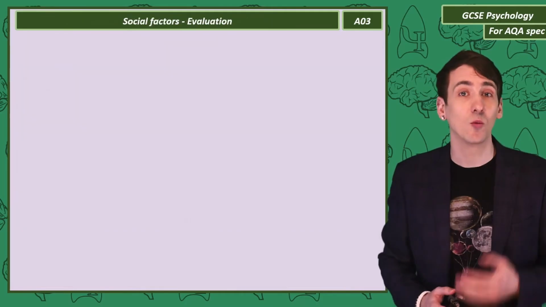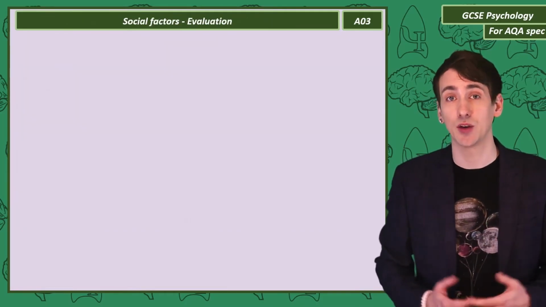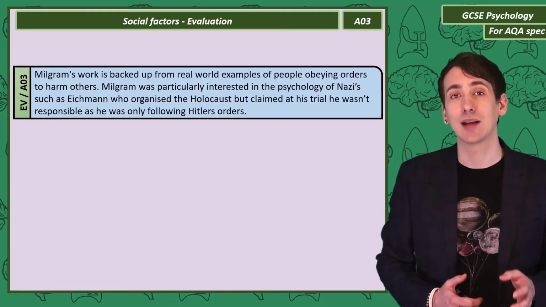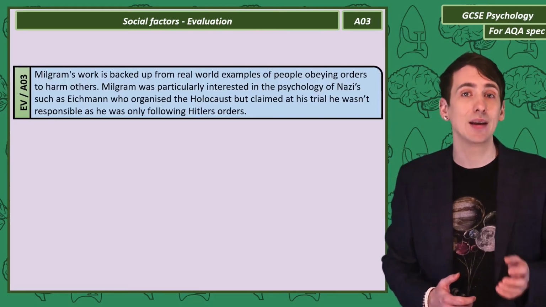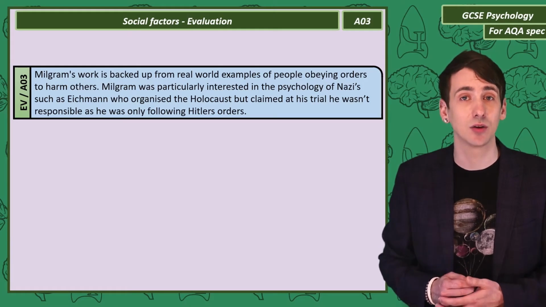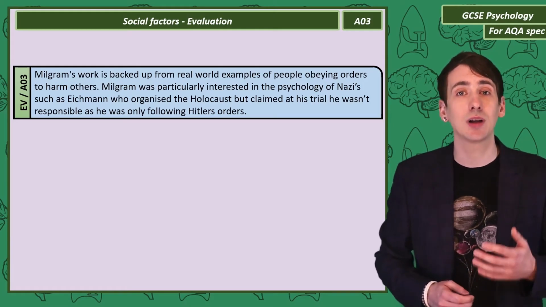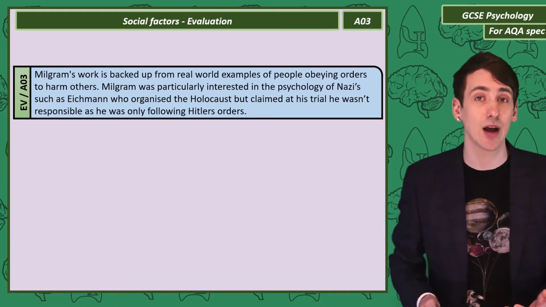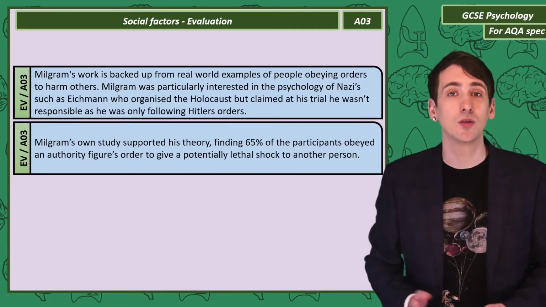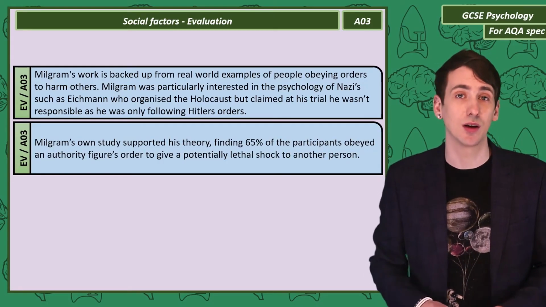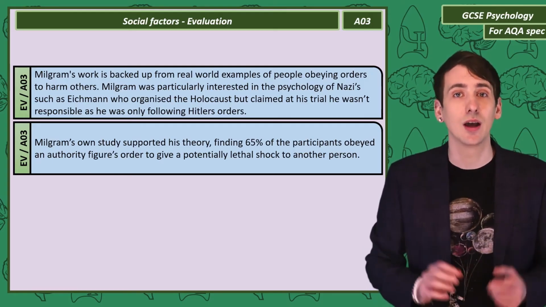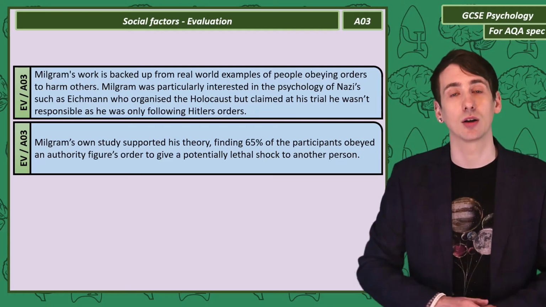When evaluating Milgram, we can consider real-world examples of people committing terrible acts while under orders. High-ranking Nazis like Eichmann, one of the main Nazis in charge of organizing the Holocaust, were particularly interesting to Milgram. At his trial, Eichmann claimed that he didn't feel responsibility for his actions as he was only following Hitler's orders. Milgram's own study is evidence in support of his agency theory, finding 65% of participants obeyed the authority figure to give a potentially lethal shock.